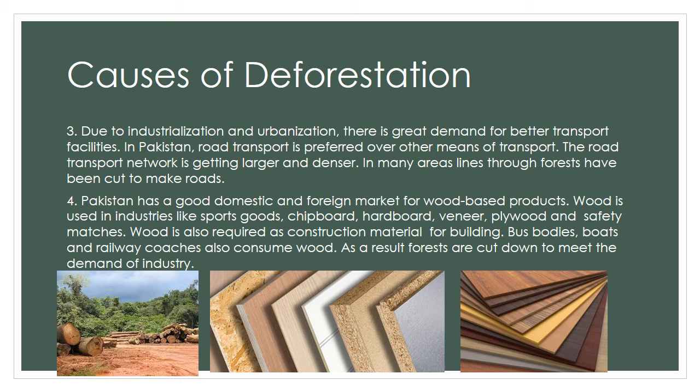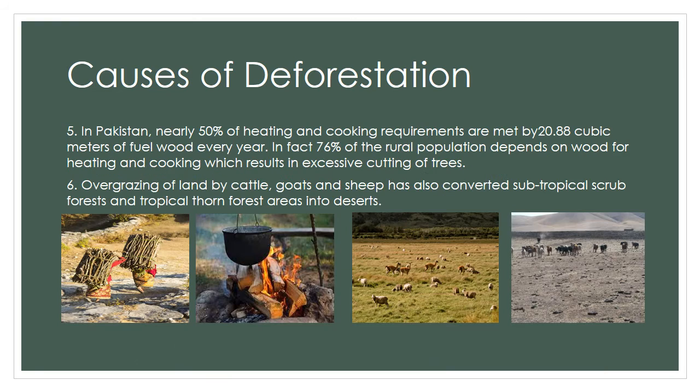In Pakistan, we have a good domestic and foreign market for wood-based products, and we are consuming plenty of wood in this wood-based industry. So wood is used in industries like sports goods, chipboard, hardboard, veneer, plywood, and safety matches. Wood is also required as construction material for building, like bus bodies, boats, and railway coaches. As a result, forests are cut down to meet the demand of industry, and this is a major consumption sector.